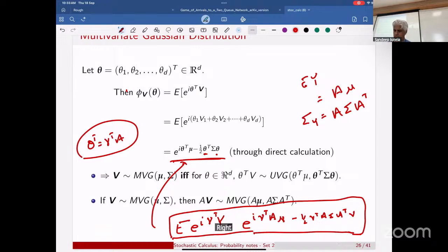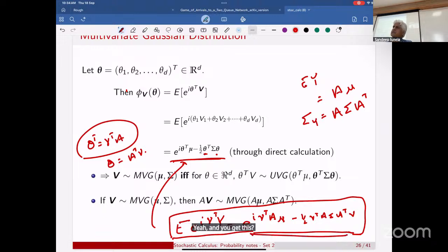Right. Wait, I'm still trying to understand. Gamma should be theta, sorry, gamma should be theta transpose A. So gamma here, what does this mean? This means theta is equal to A transpose gamma, right? Right. Yeah, you should take a gamma, look at A transpose gamma, plug that in here. You can always do that. Yeah. And you get this.